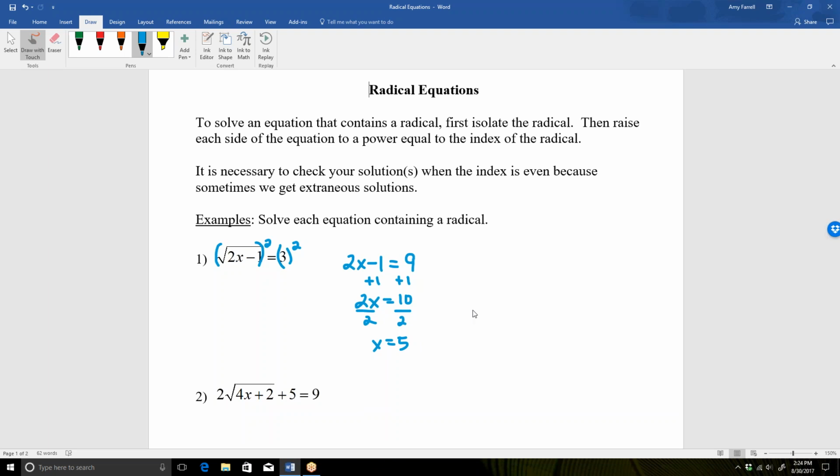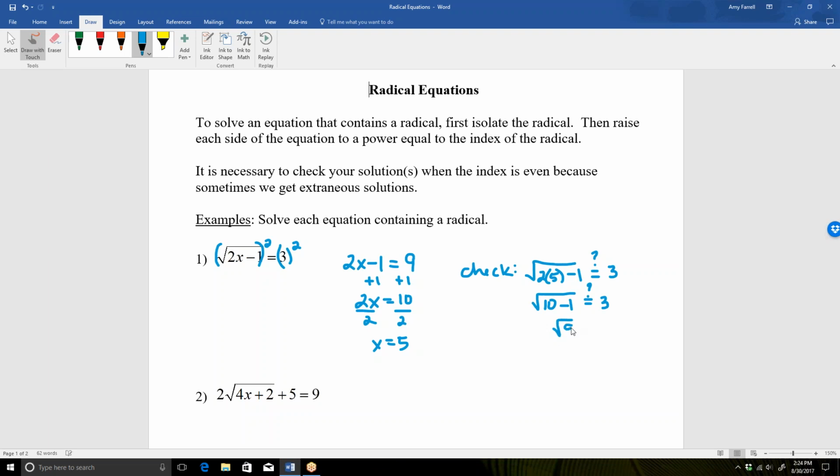And then because the index is even, we do want to check our answers because we do have the possibility of getting an extraneous solution. So let's see if our solution, our answer 5, works in the original equation. So I'll put a little question mark here because we're not sure if they truly are equal. So I took my 5 and I plugged it in for x into the equation, and I get the square root of 10 minus 1, and we want to know if that equals 3.